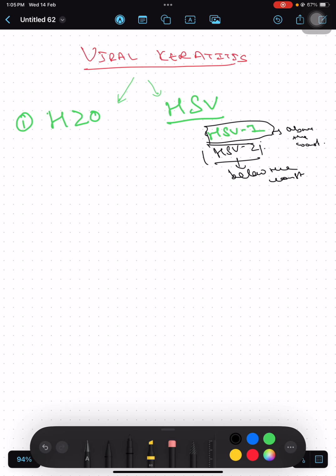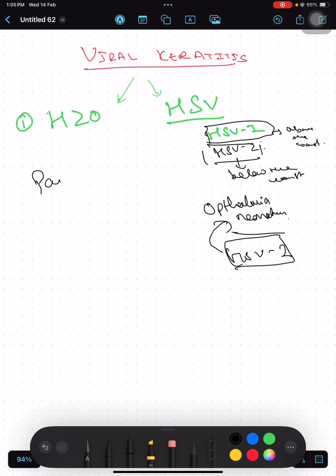But if someone is suffering from ophthalmia neonatorum, in case of ophthalmia neonatorum, HSV2 is the most important. The patient will present with pain. Now you might be thinking, this pain is very much higher if it is acanthamoeba keratitis. We'll come to that later.